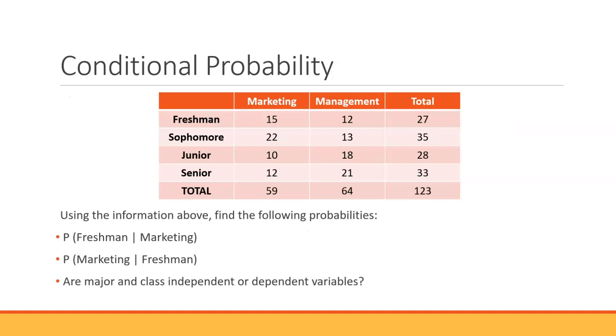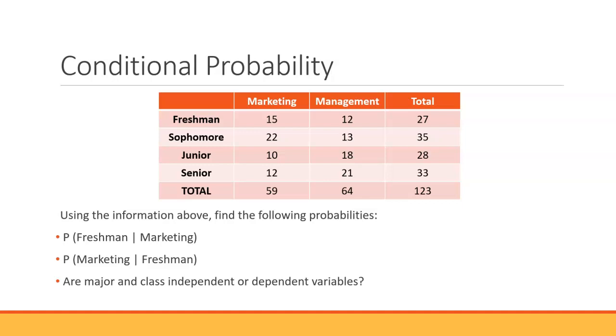So let's work through an example here. We're given a table with freshmen, sophomores, juniors, and seniors, and a couple different majors that they have. With that table, we can then find the following probabilities. The probability of a freshman given that they are a marketing major. And then we'll flip the two variables and say the probability of marketing given that they are a freshman. And we'll see how just flipping them from one side to the other is going to make a difference in how we approach this calculation.